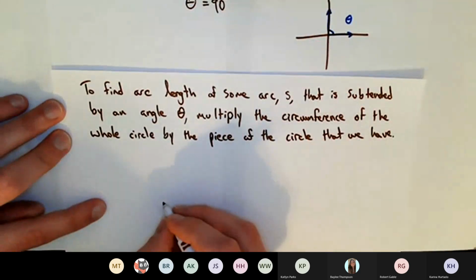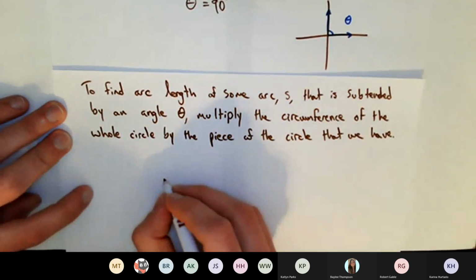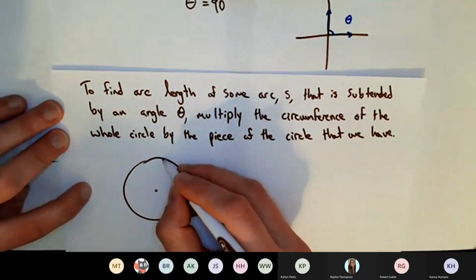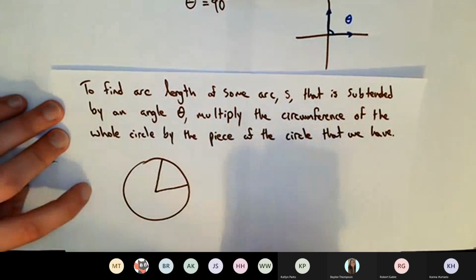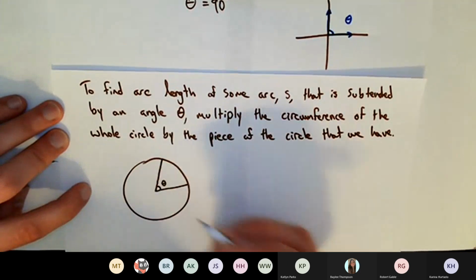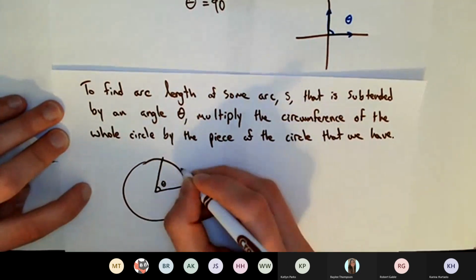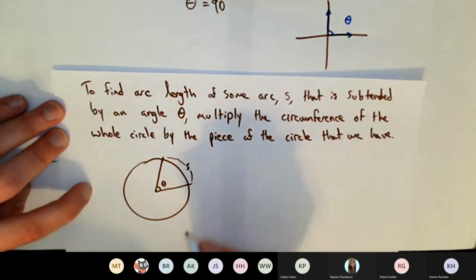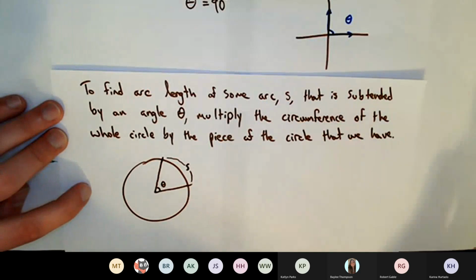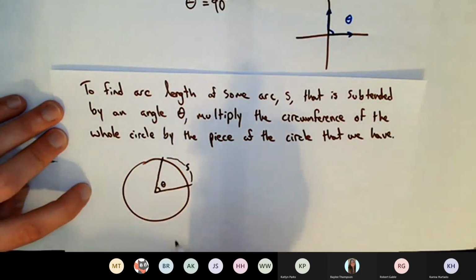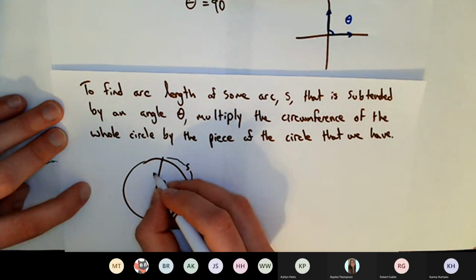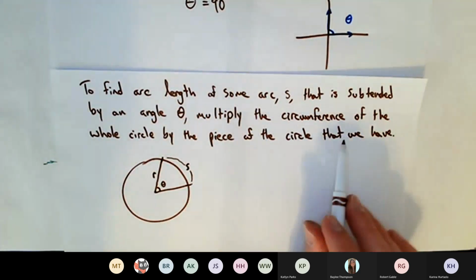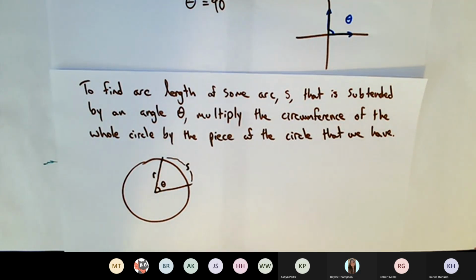Let me get a picture down. I'm going to start with my circle. Now I've got some arc. So let me draw my angle first, which I'm calling theta, and my arc from here to here is S. And since it's in the context of a circle, the angle is inside of a circle. We'll call this radius R, just to be general. And since it mentions circumference, we will need R there, right?